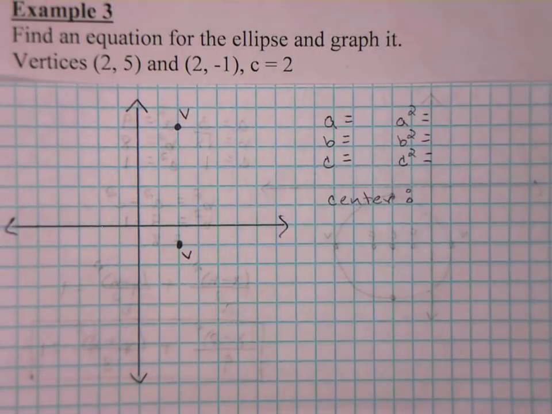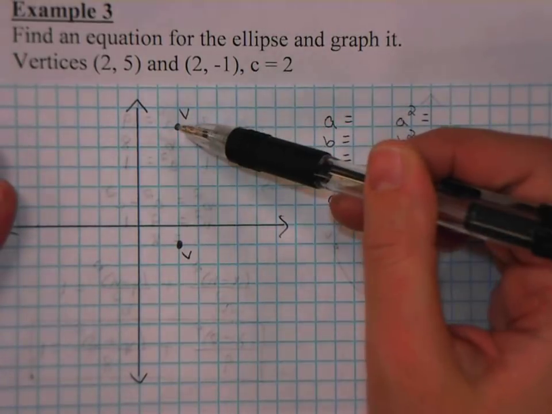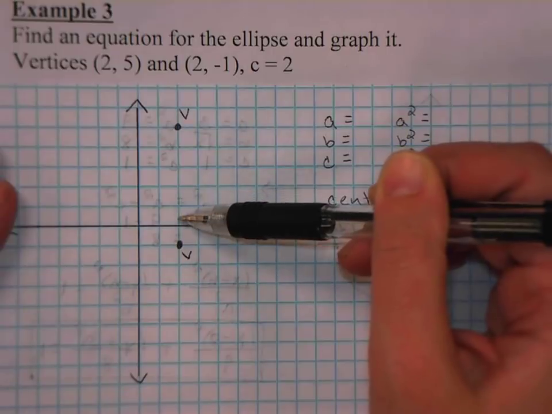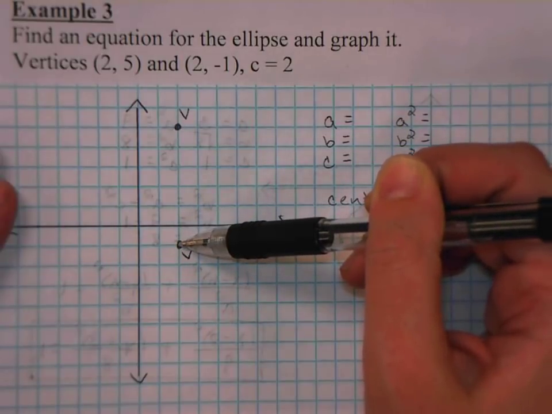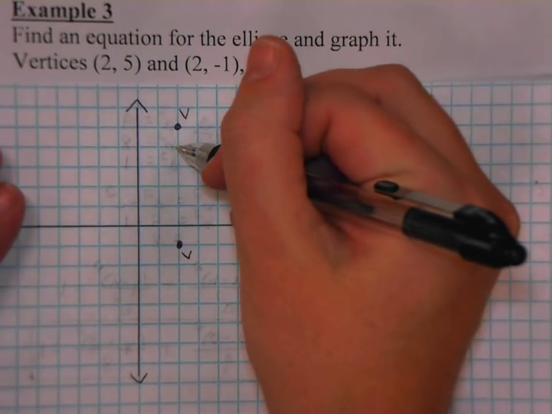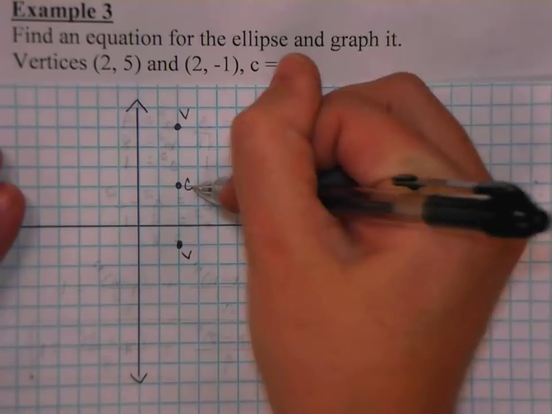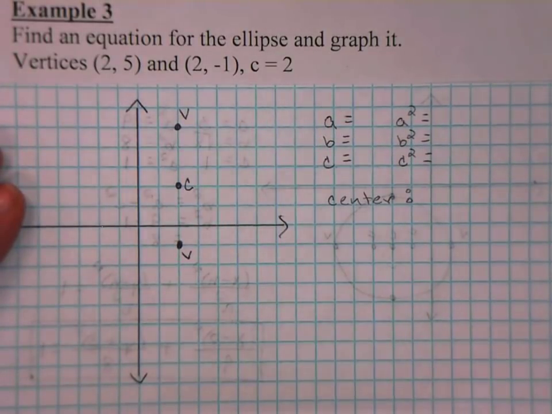What I'm hoping you guys realize at this point is when you know where your vertices are, your center is going to have to be halfway between them, just based on what we know about the symmetry of an ellipse. So if I count spaces, if it's not obvious to you already, 1, 2, 3, 4, 5, 6 spaces in between my vertices, my center would have to be 3 spaces in between. So 1, 2, 3. So even though we're not given what the center is, we can find it.